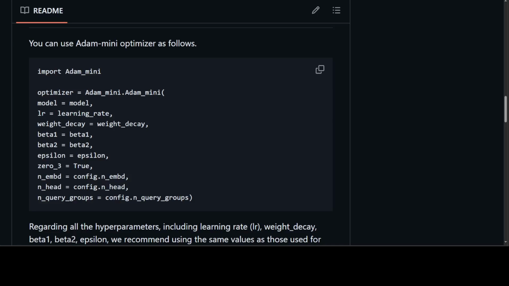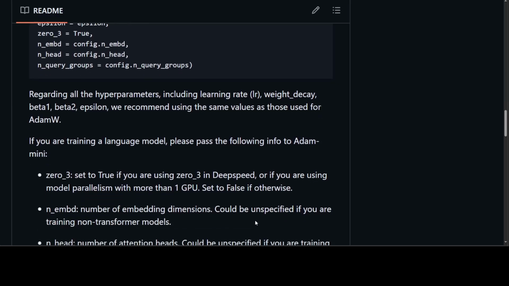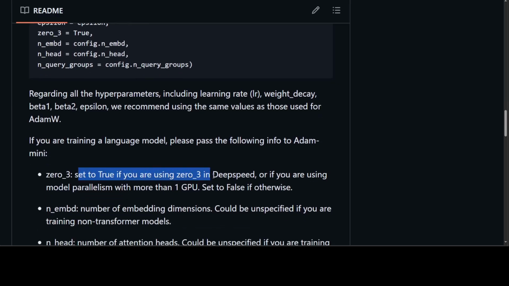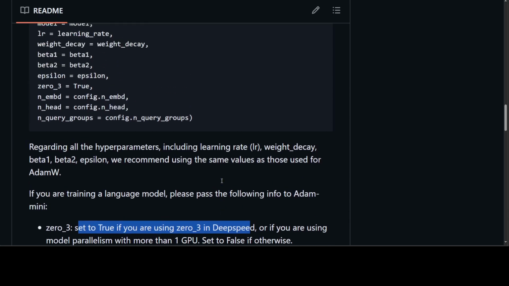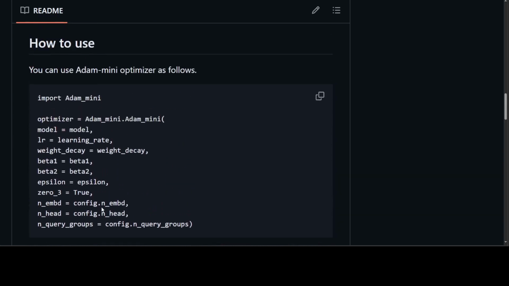division by 0. Then we have zero_3, which is a Boolean flag, which I'm not really sure what exactly that does, but I need to read their GitHub repo. So there you go. If you are using ZeRO-3 in DeepSpeed, okay, so this is related to DeepSpeed parallelism, which you can check out. Then we have n_embd and n_head. These are related to model architecture, which specify embedding dimension, attention heads, and the query groups. So by defining these parameters, we are customizing the Adam Mini optimizer for this model.